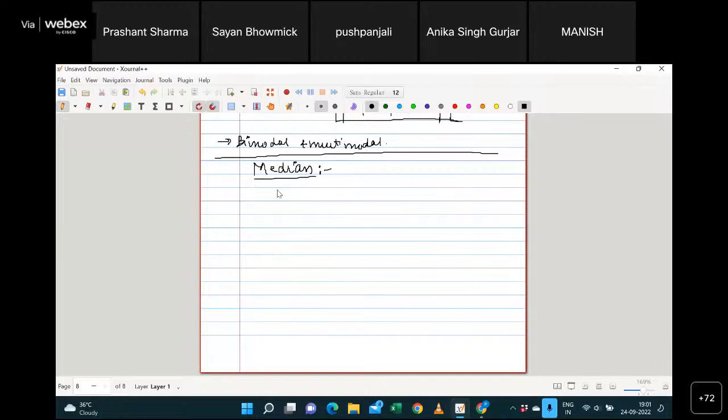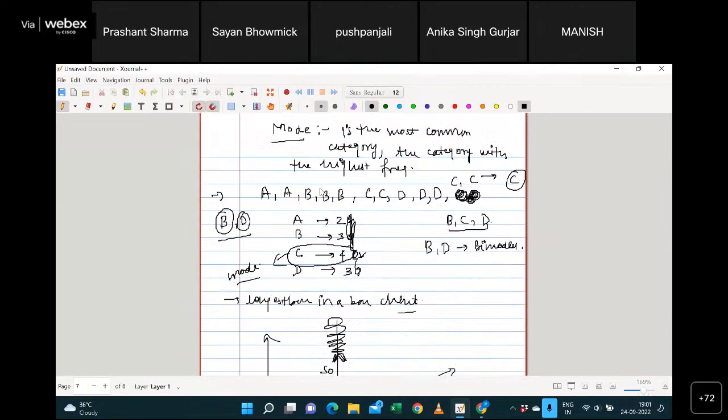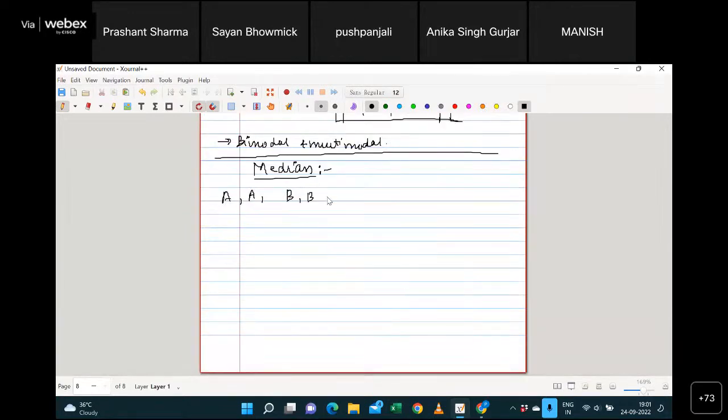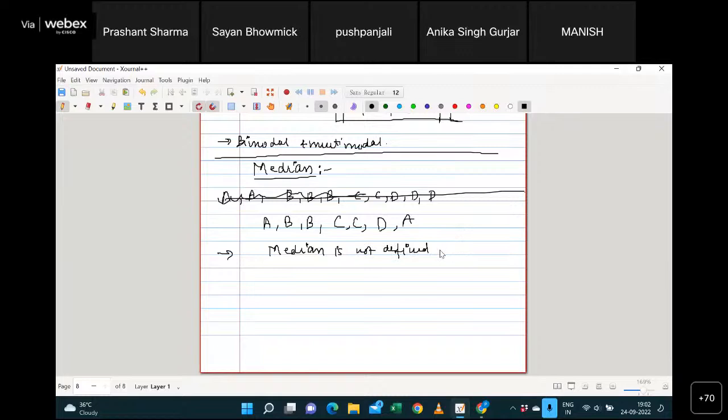Suppose I have data set A. There is no particular order in this category A, B, C, and D. Then what will be the median of this data set? Median is not defined for this data set, because it is nominal, not ordinal, and we cannot order it. And what is the mode of this data set?